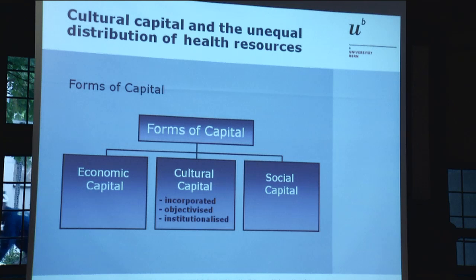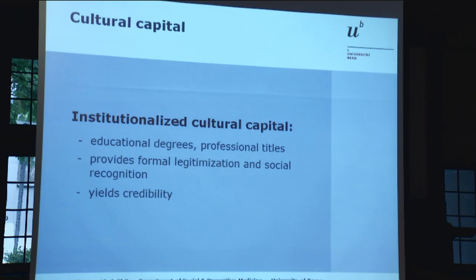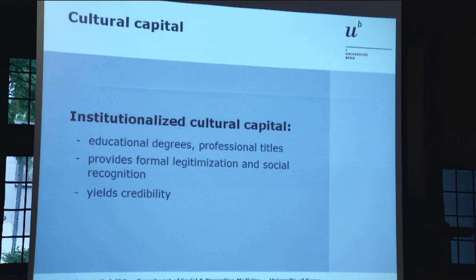There are three different states of cultural capital: incorporated, objectivized, and institutional. And I will take 2 minutes to explain what is meant by the three different states of cultural capital. The institutionalized form is like what you already all have, and some of you will get more. That is academic degrees. Very important. It's the professional titles. And what they actually do is give legitimization.